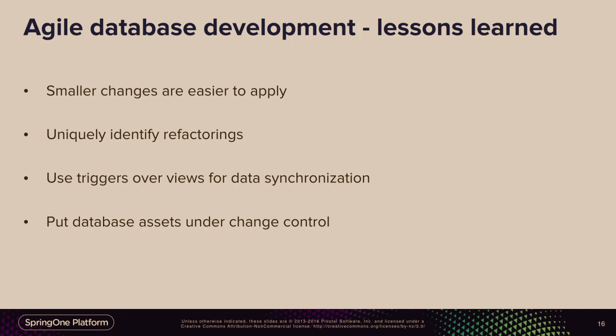So some lessons learned. Smaller changes are much easier to apply. It's very useful to uniquely identify every one of your refactorings so that you can see what happened, by whom, and when. Use triggers or views for data synchronization. Your database may support updatable views. It's unlikely that it'll do it for views that join. So while there is a processing overhead for using triggers, we've found it to be easier to manage. And then make sure that all of this is under change control.